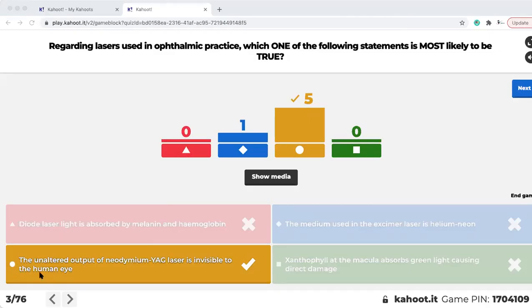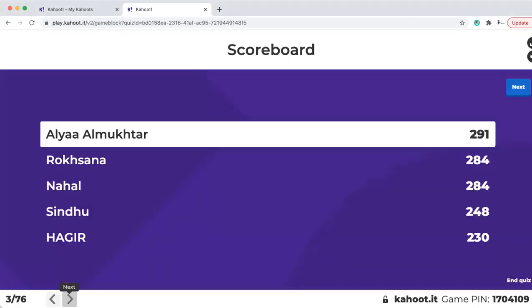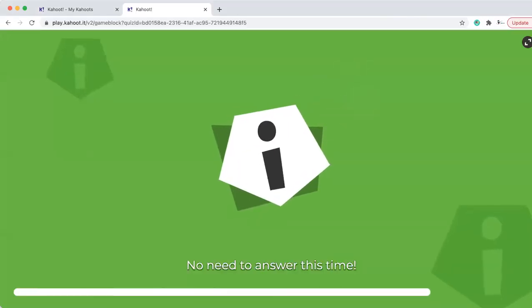So that's what makes answer C confusing for some, but the kind of laser that is used for the aiming beam is not the ND-YAG laser, but, as Dr. Sendo said, it is the helium neon. So let's see who got the right answer. Dr. Alia in first place, followed by Dr. Roxana, followed by Dr. Nahal, Dr. Sendo, and finally Dr. Hagar, but the differences are very minimal. So let's see the explanations.